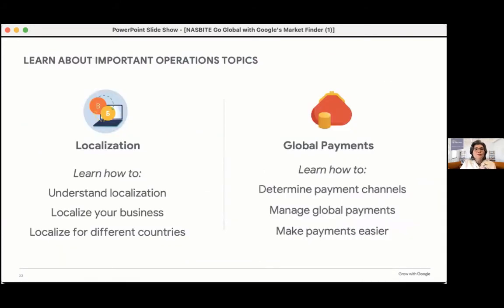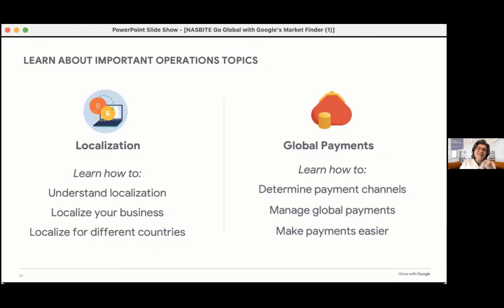Localization is one thing you'll want to keep in mind as you export to make sure your products fit the language, the culture, the customs of your target countries. You also need to know which payment channels are the most commonly used in your new market. This is so you can successfully manage global payments. Different countries prefer different payment options, payment platforms, maybe cash.